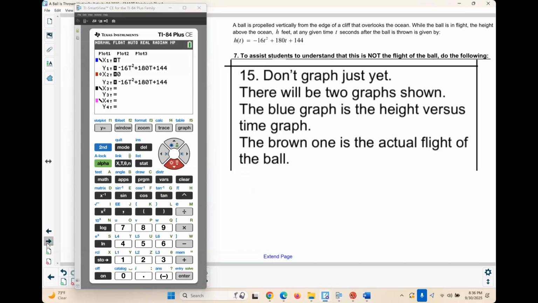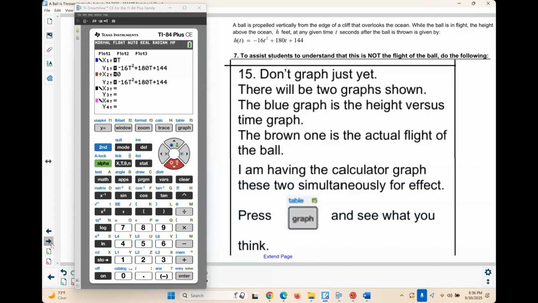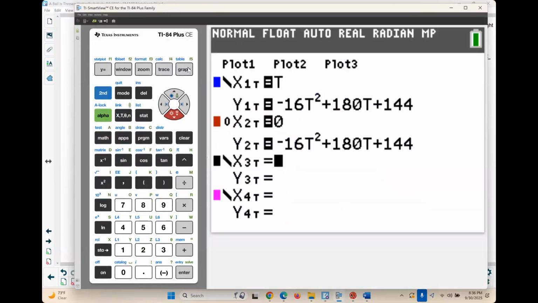Now, before we do graph, I want you to realize there's going to be two graphs. The blue one is going to be height versus time. The brown one is going to be the actual flight of the ball. I'm going to make it so that it's simultaneously, or at least at the same time. And in fact, let me make this big, because this is a big deal. So I'm going to press graph.